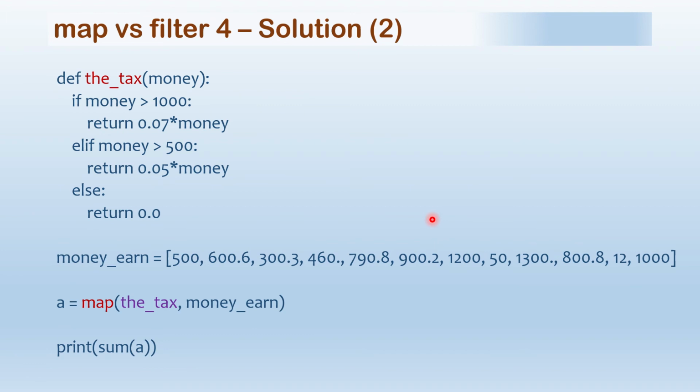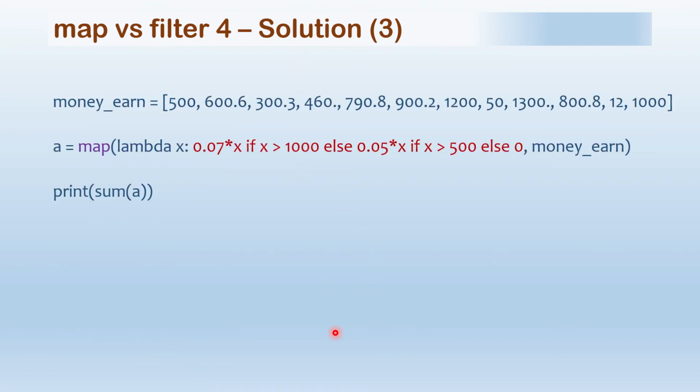Solution number 2, I try to be conservative. I define a function called tax, and this is very readable because it's multiple lines and easy to read. Anybody who earns more than 1000 will be taxed 7%. Anybody who spends more than 500 will be taxed 5%, otherwise not taxable. So I just apply this function onto this list and I print out the sum. Straightforward. This is the Pythonic solution.